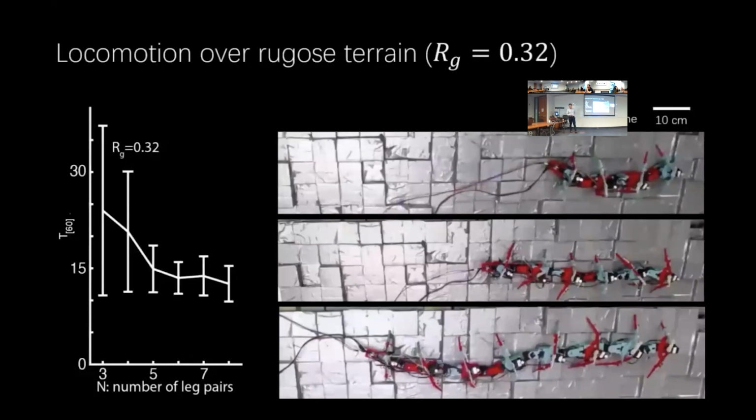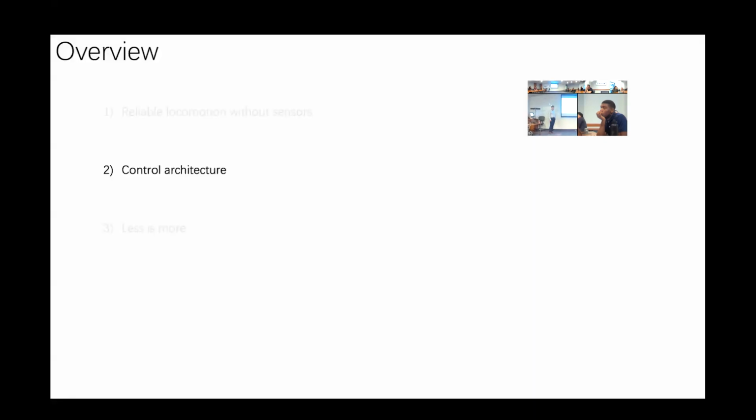So within this framework, we have developed a baseline for reliable locomotion in the noise-dominated regime. However, it's still far from real applications for two reasons. First, it is slow. Second, we need far too many legs for practical sessions. How are we going to address that? This leads us to the second part of my talk today, the control architecture.